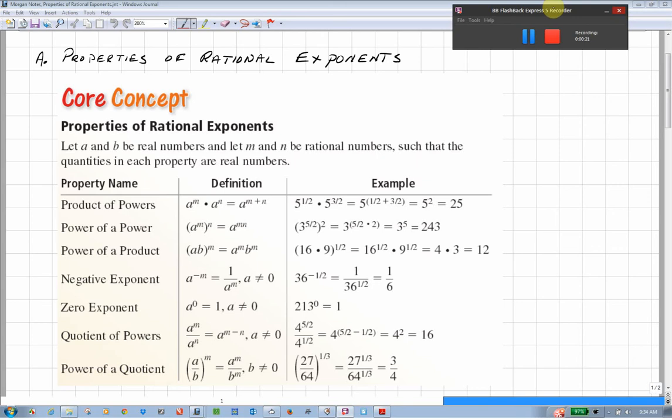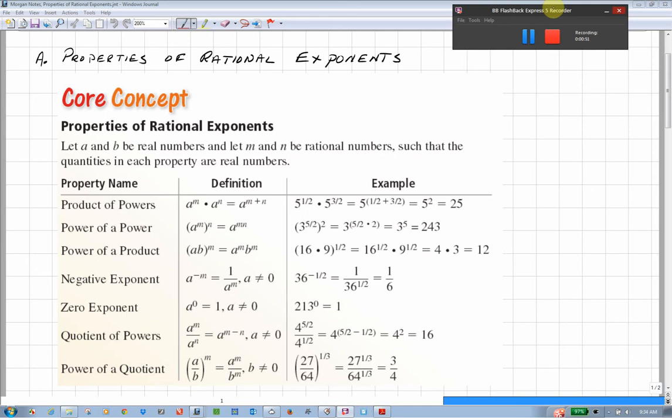We're not going to wait to copy all this down. If you need to copy it, it's in your book. But here's an example. The definition of the rules are the same. If I have two bases that are the same, I add the exponents, m plus n, and you can see that in the example they gave, I have a base of 5 to the 1/2 power, base of 5 to the 3/2. The bases are the same, so I simply add the exponents 1/2 plus 3/2. So that's the only difference that we're going to do here, is we're going to be dealing with fractions.